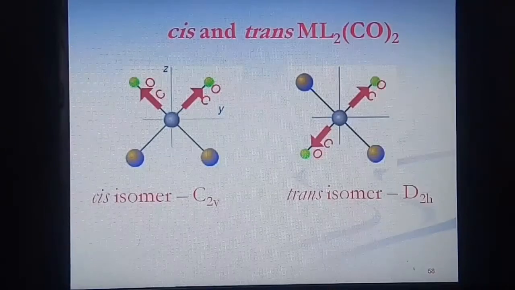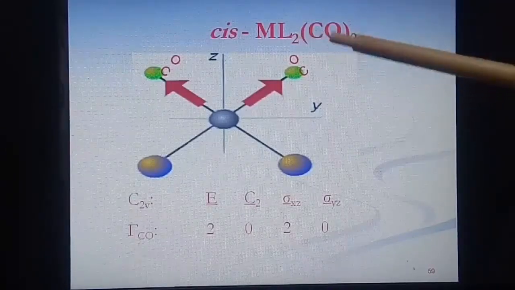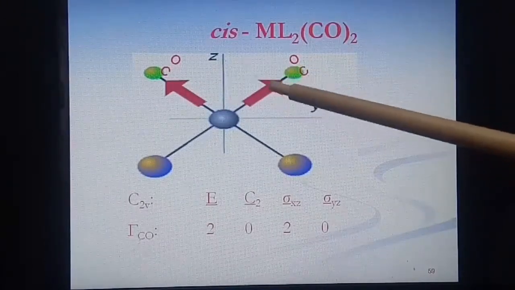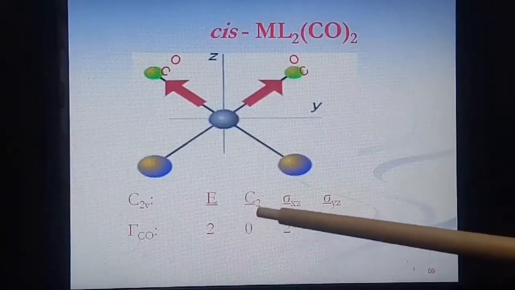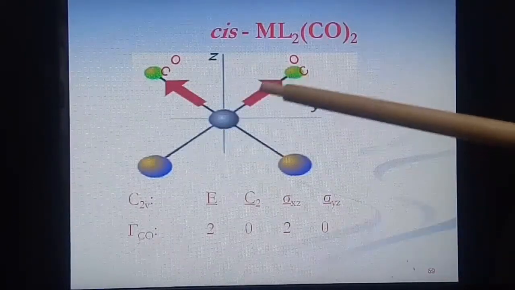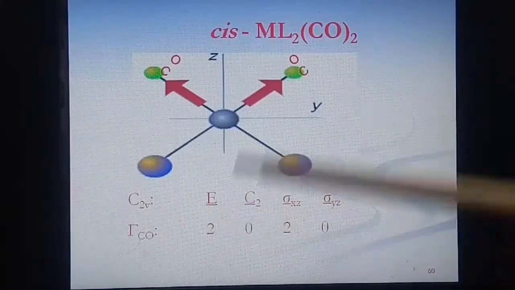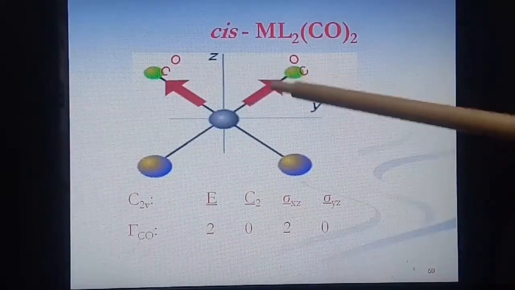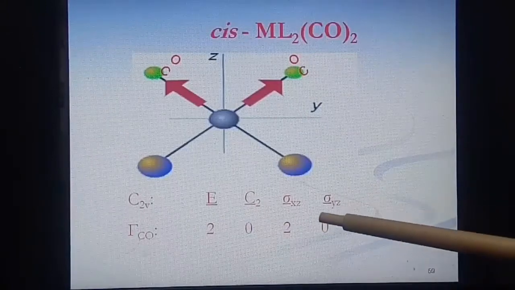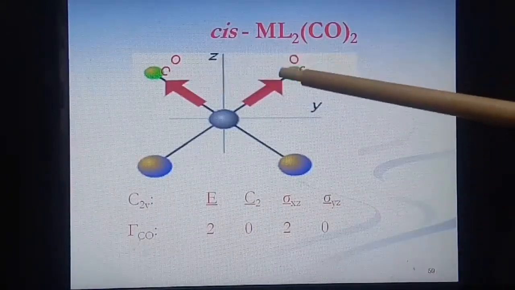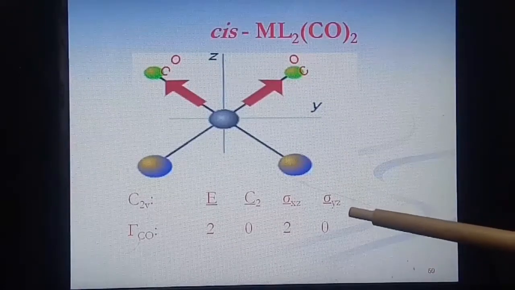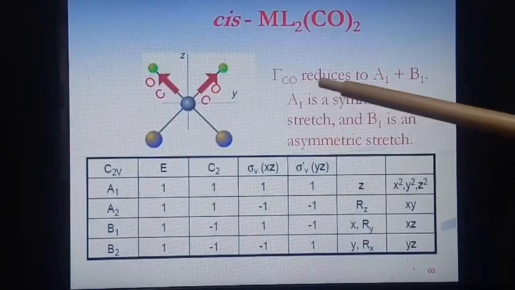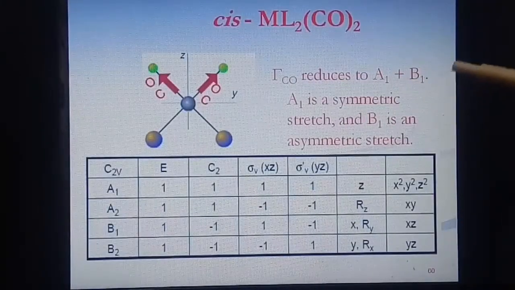These are the carbonyl groups situated at cis position, and these are the two carbonyl groups situated at trans position. Now in cis-ML2(CO)2, if we take the reducible representation of these two bonds: if the identity is taken, both bonds remain at the same position, so it will be 2. If C2 operation is carried out, both bonds are disturbed, so it will be 0. Sigma xz will remain the same, so it will be 2, and sigma yz will be disturbed, so it will be 0.